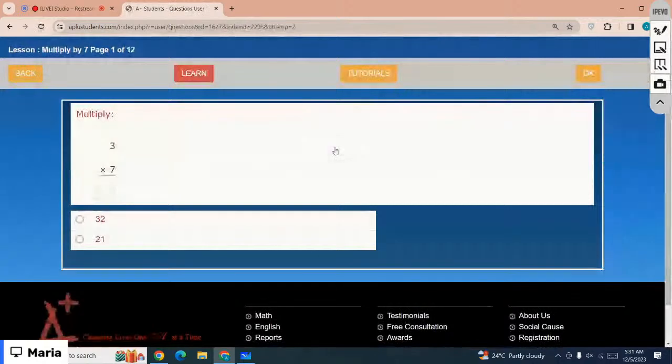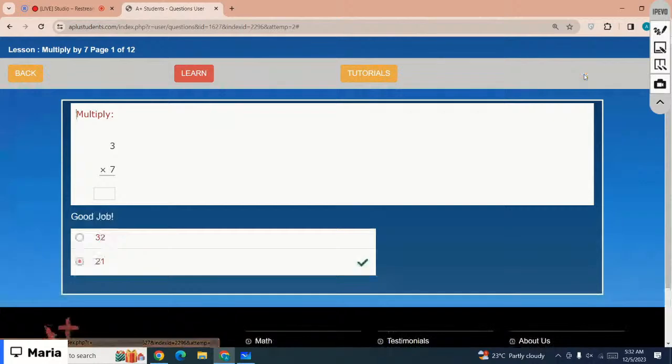Yes, it is. Next one is 3 times 7. So, 3 times 7 is, very good, the correct option is 21. 7 times 3 or 3 times 7, they both are exactly the same. So the correct option is 21.